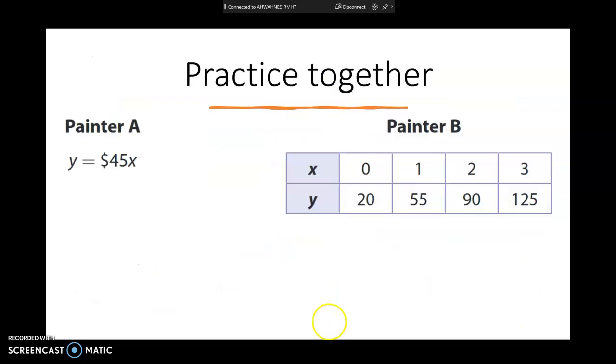Okay, so that is all we got. Here's one more example for you. So we have painter A. He charges $45 an hour. This is proportional. Let's figure out painter B.